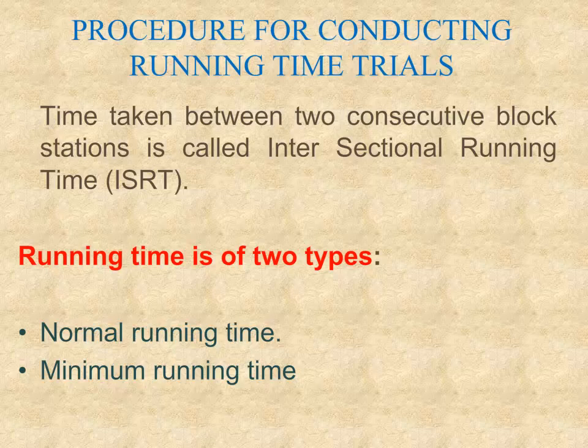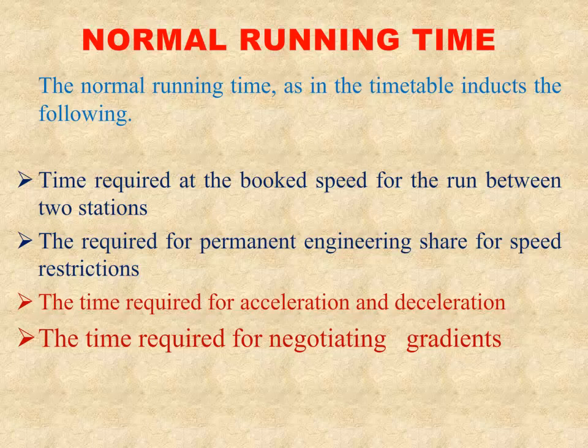Running time is of two types: normal running time and minimum running time. Normal running time, as in the timetable, indicates the following: the time required at the booked speed for the run between two stations, the time required for permanent engineering speed restrictions, the time required for acceleration and deceleration, and the time required for negotiating gradients.